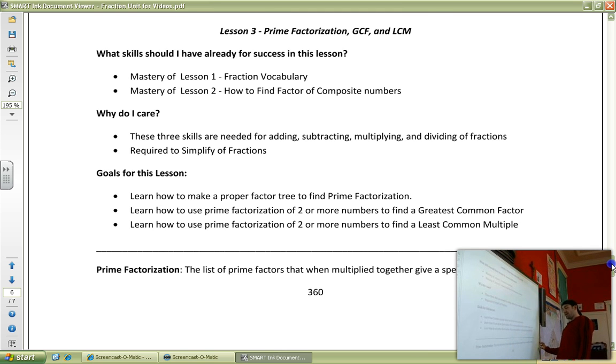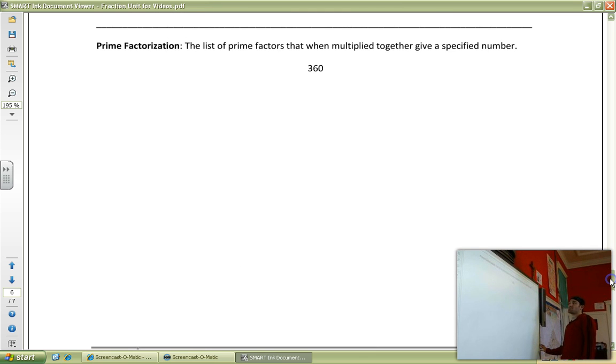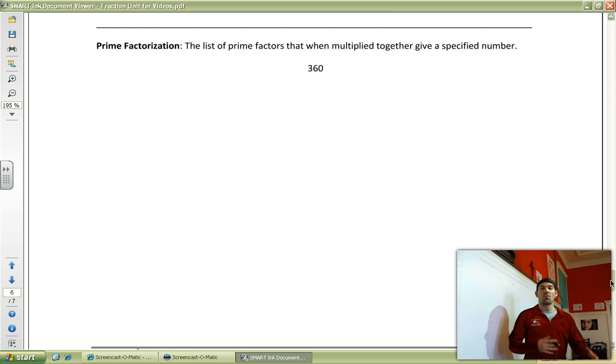We're going to work on making a factor tree first. Now, just a reminder that prime factorization is a list of prime factors that, when multiplied together, give a specific number. In this case, the specific number that you're being asked to find the prime factors of is 360. Okay? One of the really cool things about the factor tree is it doesn't matter what way you start.